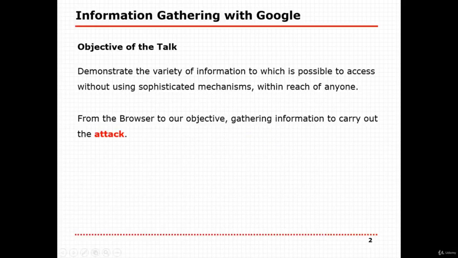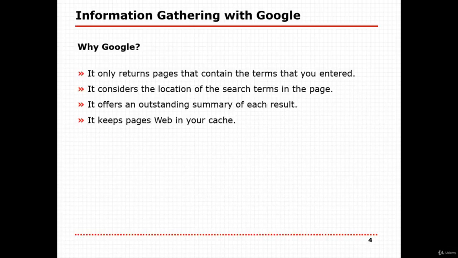Welcome back. Information gathering with Google is about demonstrating the variety of information that is possible to access. It's a sophisticated mechanism to get exact and certain results that you are looking for among the tons of websites and information that Google indexes. Right, so let's start with the next general information.